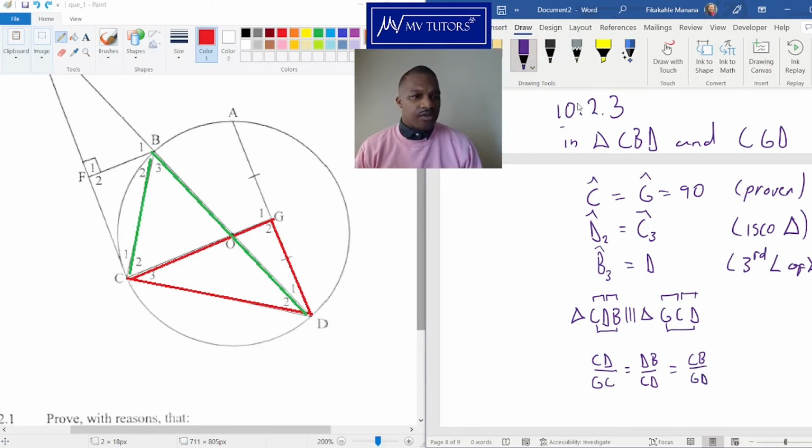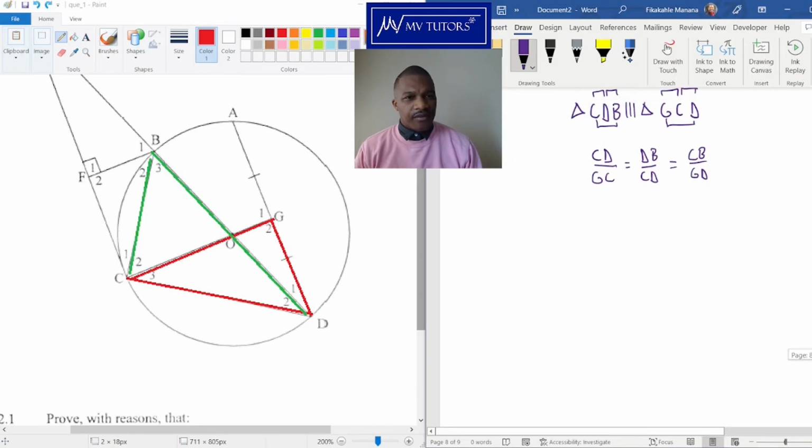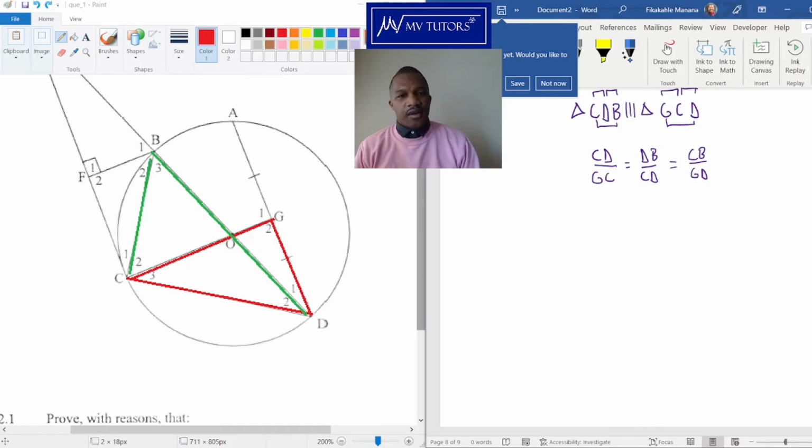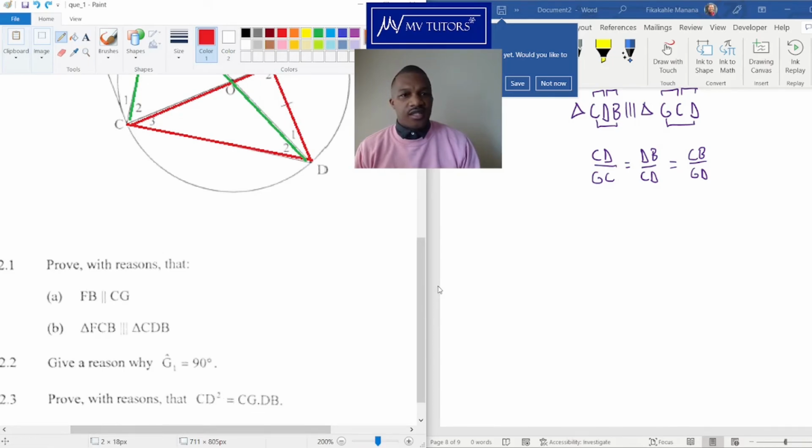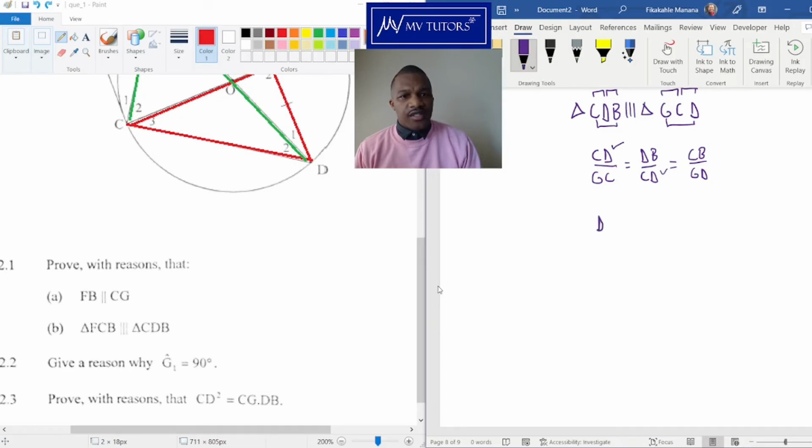Okay, these will help us to solve our equation. Now, if we look at the question, it had CD, so we're looking for the one with CD. This one has CD, this one has CD, so we'll probably take these two, right? So we'll say CD over GC, and then DB over CD.